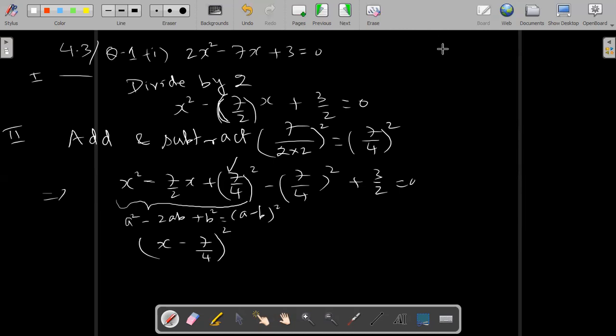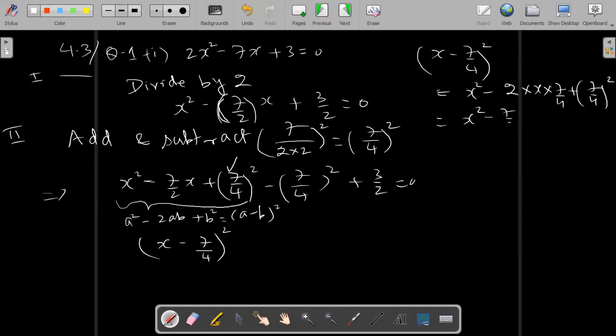Now you can check. Now I will check it. (x minus 7 by 4) whole square. It is a square minus 2ab: x square minus 2 into x into 7 by 4 plus 7 by 4 whole square. So you can see that this is x square minus 7 by 2. 2 ones are 2, 2 twos are 4. 7 by 2 x plus 7 by 4 whole square.